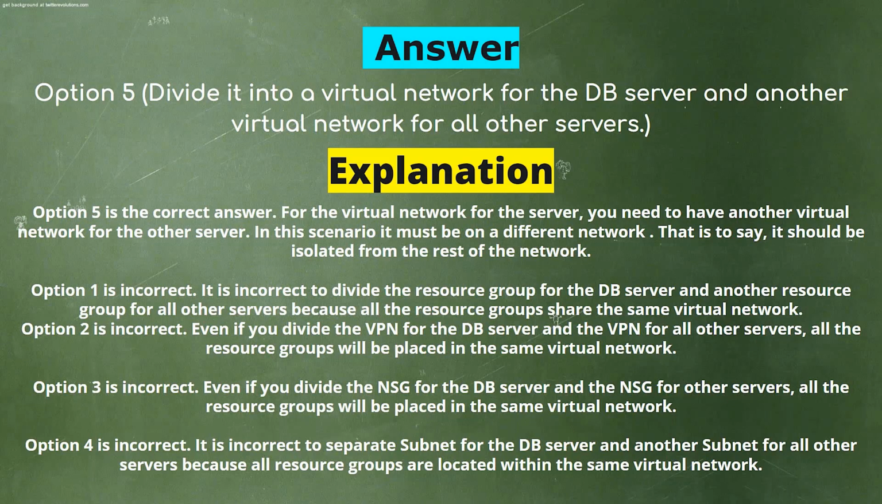Option 3 is incorrect. Even if you divide the NSG for the DB server and the NSG for other servers, all the resource groups will be placed in the same virtual network. Option 4 is incorrect. It is incorrect to separate subnet for the DB server and another subnet for all other servers because all resource groups are located within the same virtual network.